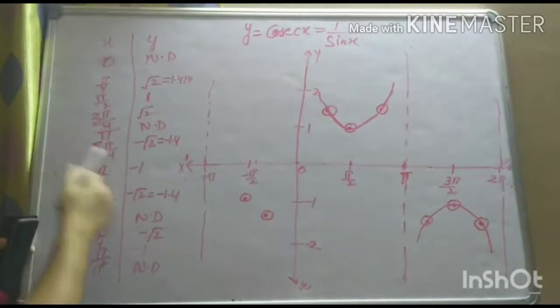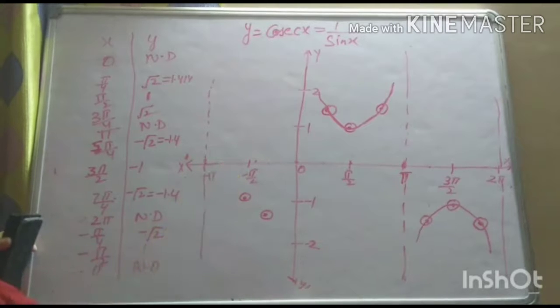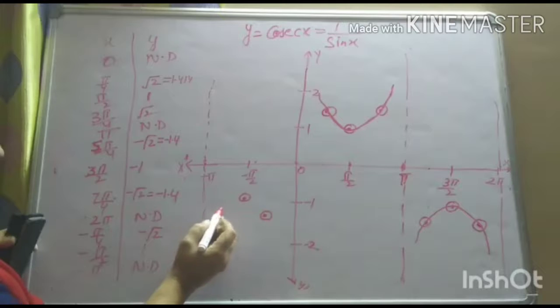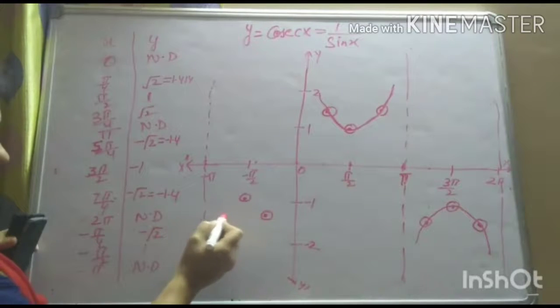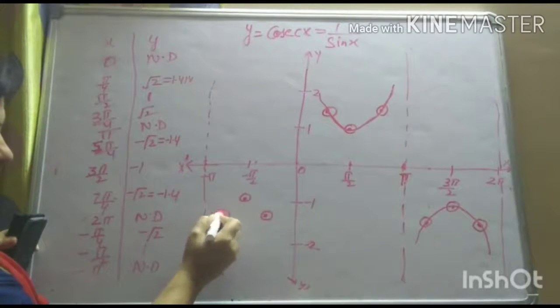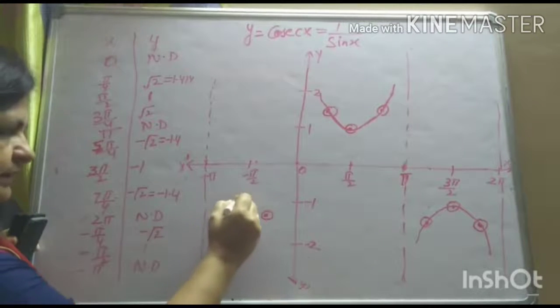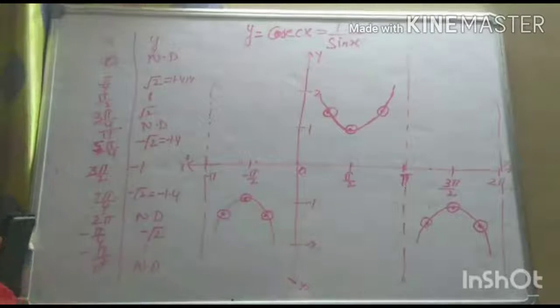And if we take one more value, that is minus 3 pi by 4, again we will get minus 1.14. So we can represent it here. And again we will get a shape like this.